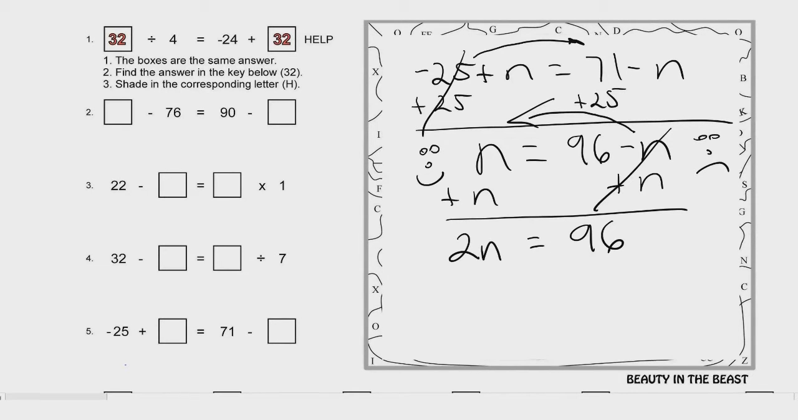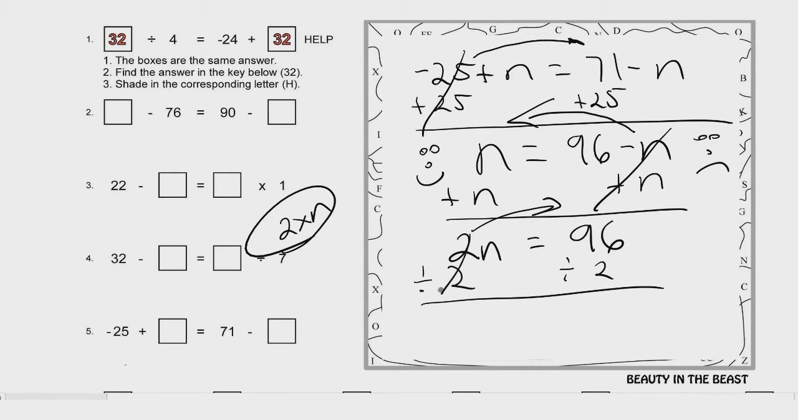Now you kind of see a pattern again. Once we kind of move these n's back and forth, we're getting 2n. And to separate the 2 and the n, because again, 2n means 2 times n, the opposite operation to send this 2 to the other side would be division. So we're going to divide both sides by 2. The 2's are gone because 2 divided by 2 is 1. And 1n is the same thing as n. So we end up with n equals 96 divided by 2. 96 divided by 2 is 48. So 48 goes in our box.